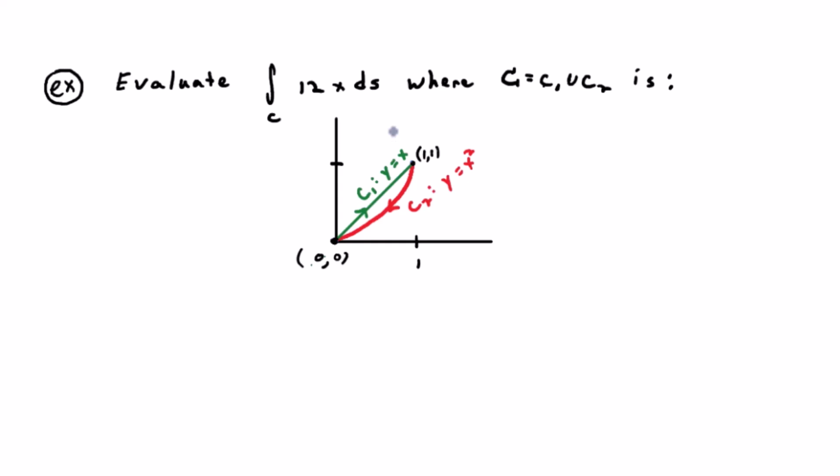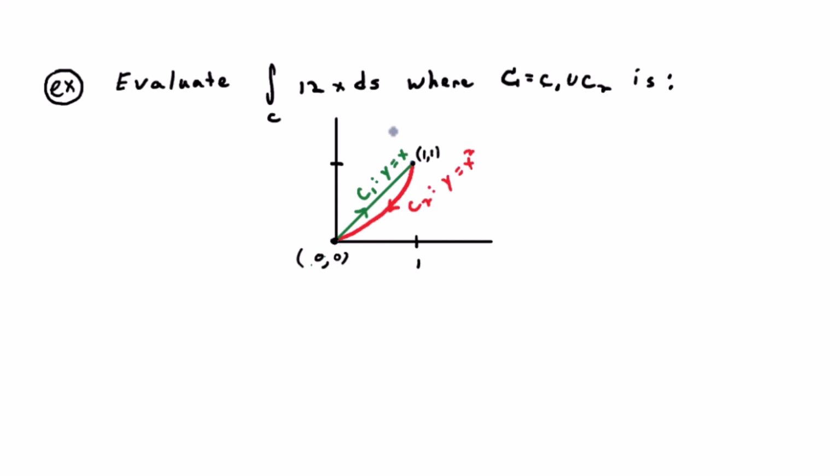C2 is part of a parabola y equals x squared. Actually, the way it's parameterized, it's going from (1, 1) to (0, 0). But as you'll see, when you evaluate line integrals with respect to arc length, the orientation of the curve doesn't matter. So if it's more convenient to orient it the other way, that's what we'll do.